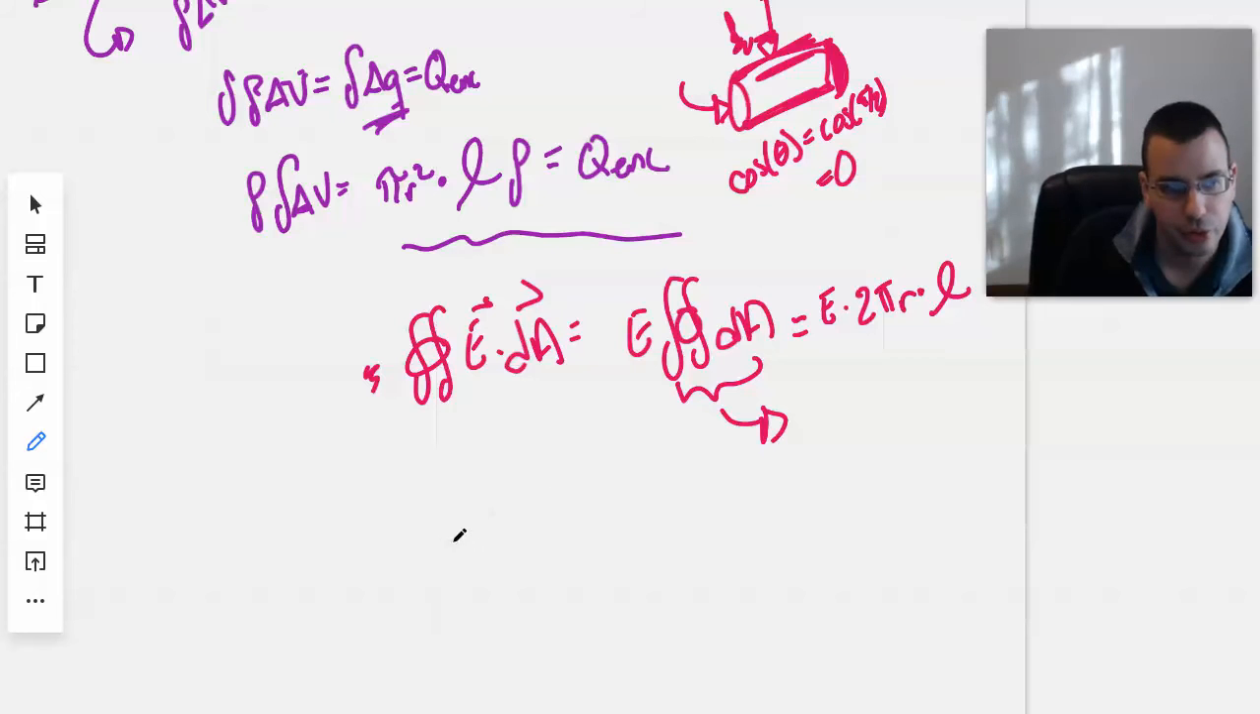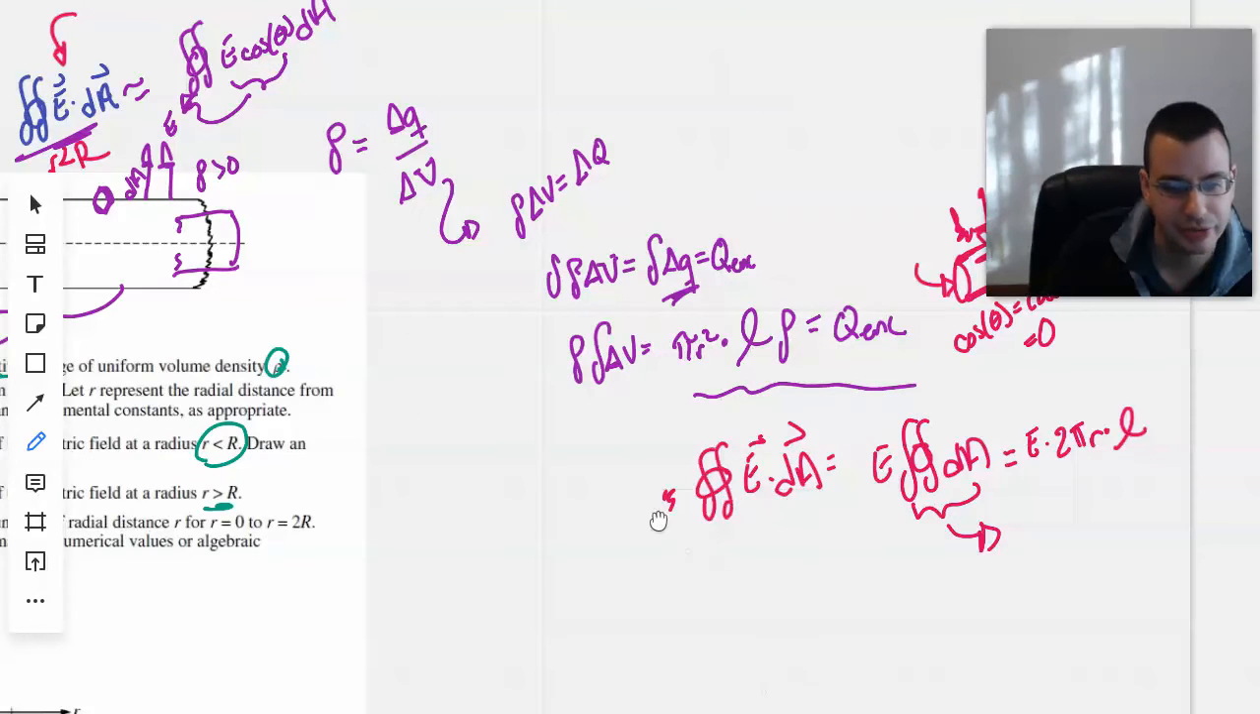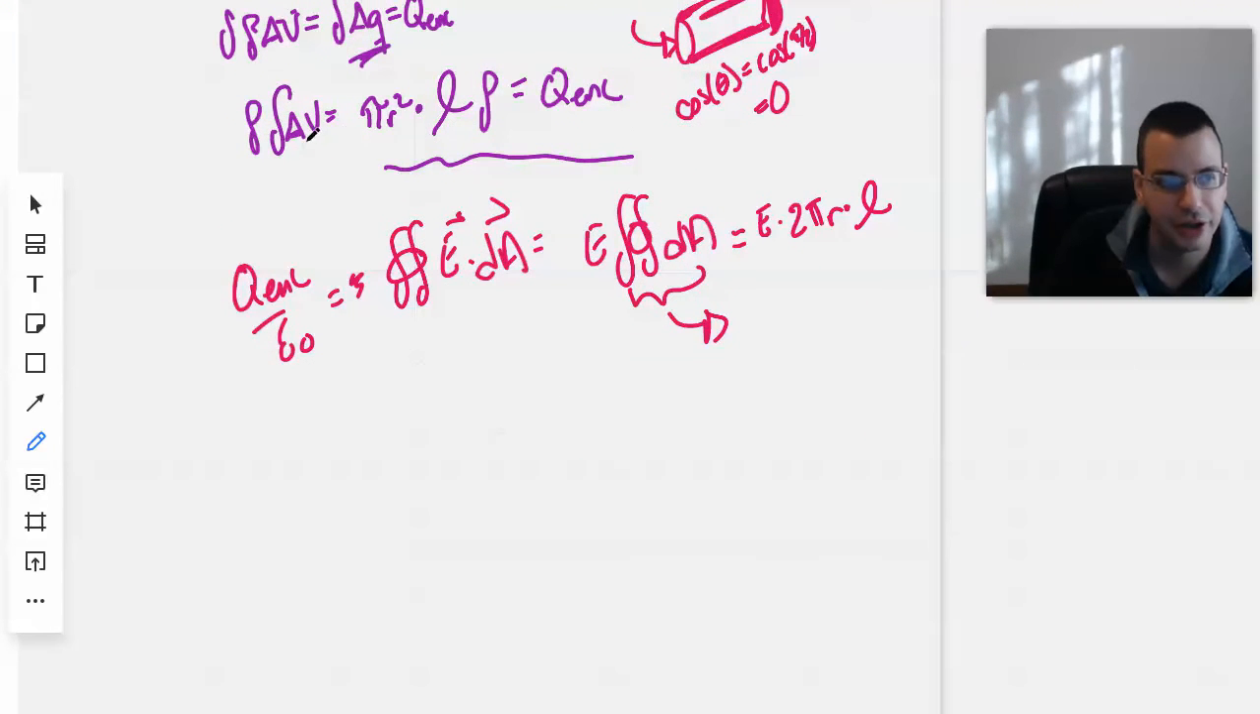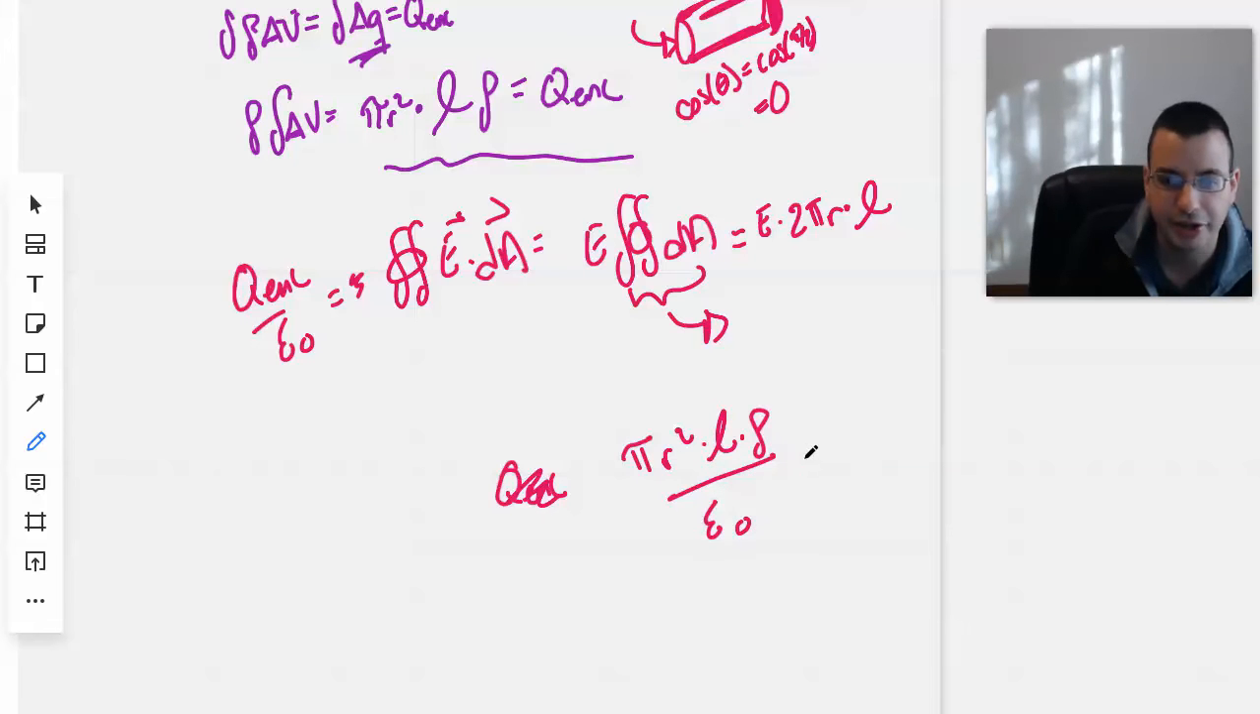So putting everything together, make sure we got most everything. Q enclosed over epsilon naught equals, okay, this is our entire formula. This is the Q enclosed part. So we have pi r squared times L times rho over epsilon naught equals E times 2 pi r times L. Okay, that's what we'd like.